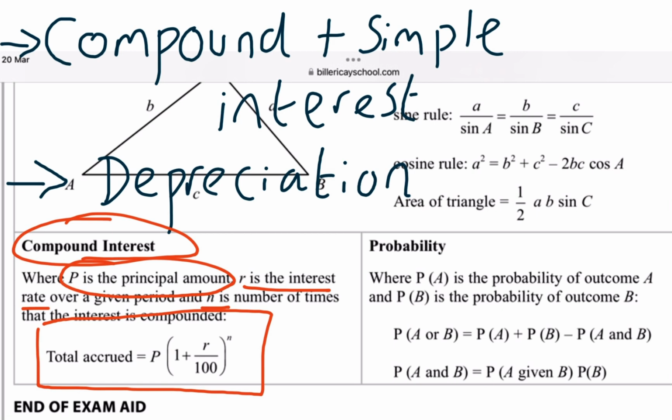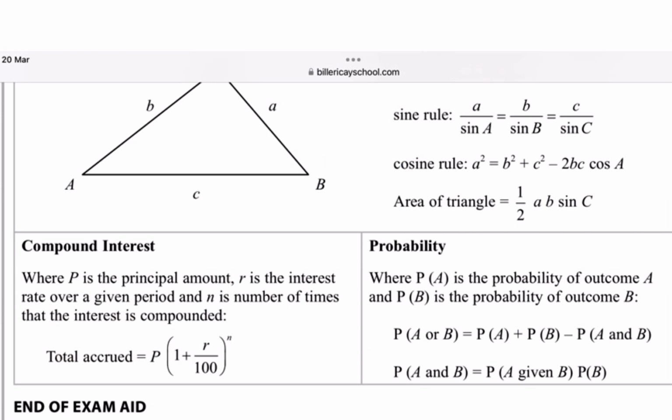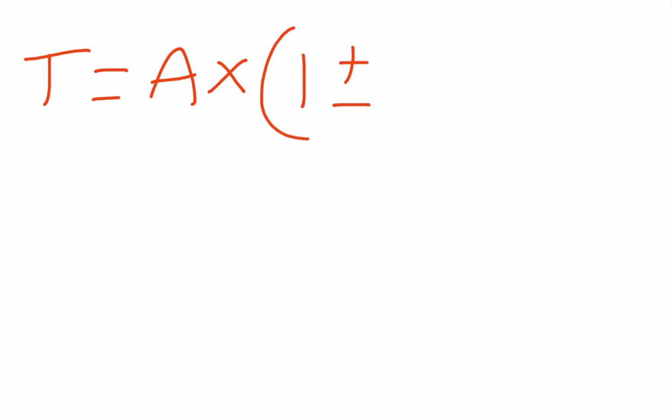Although you need to learn it like this, I like to replace the P with an A. And the A represents amount, as in the amount invested. Total accrued, I'll just call it T for now, as in total. So the formula looks a little bit simpler, but you will get this in the exam. So the T is now equal to A multiplied by open bracket 1, plus or minus, R over 100, to the power of N.